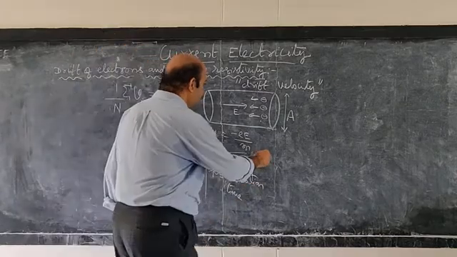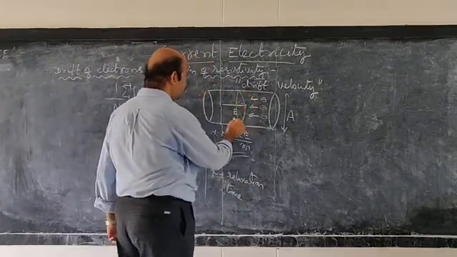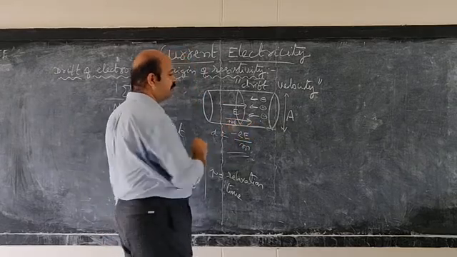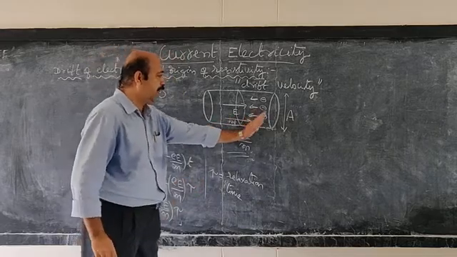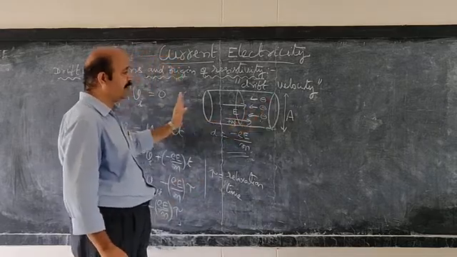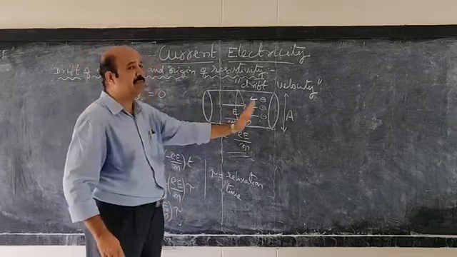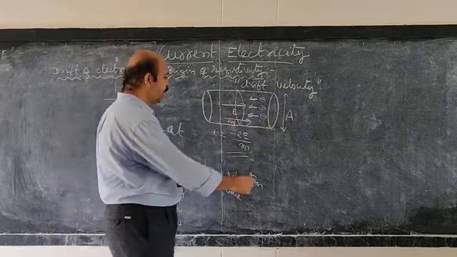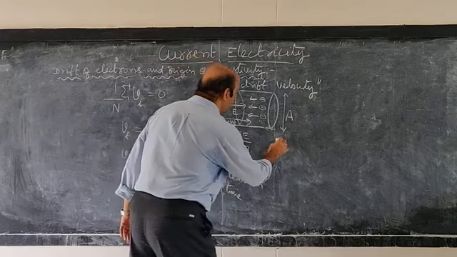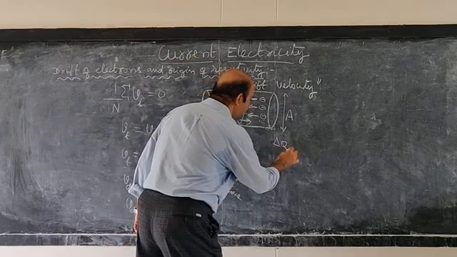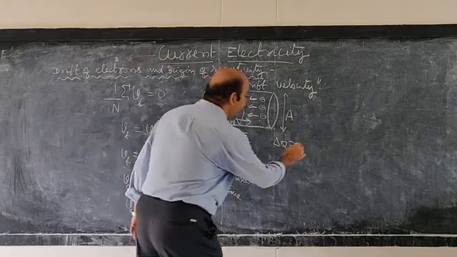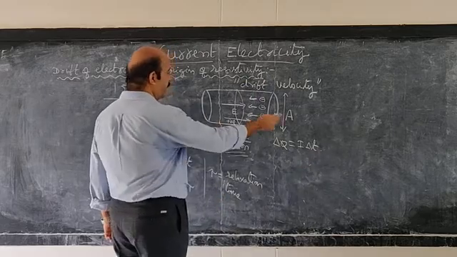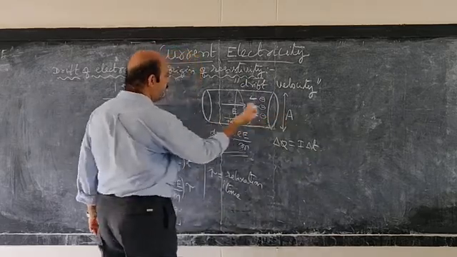Now, we know that through any cross section, the charge that crosses in the direction of the electric field is the positive charge. Because if some amount q of negative charge crosses from right to left, an equivalent positive charge crosses from left to right. So in that way we may consider. Therefore, keeping that in view, the charge that has crossed during a time interval is given by I into delta t.